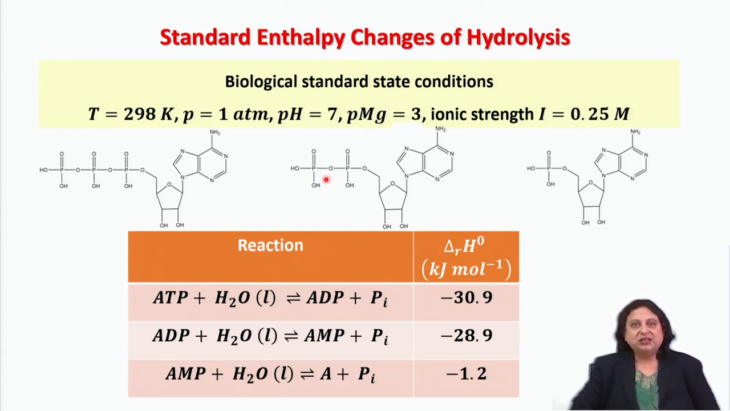But in the biological standard state, we use pH equal to 7, and also the negative log to the base 10 of the concentration of the magnesium ion, that is pMg, should be equal to 3. And in close connection to the environment in our body, the ionic strength is specified to be 0.25 molar. So, under these conditions, which are pretty different from the usual standard state conditions that we have employed in the case of gases or simple solutions, we look at how much heat is released as 1 mole of ATP undergoes hydrolysis.